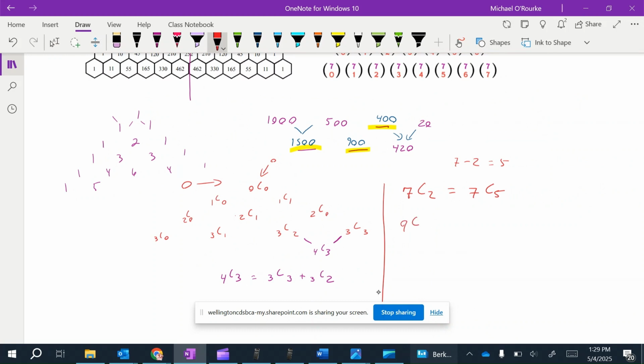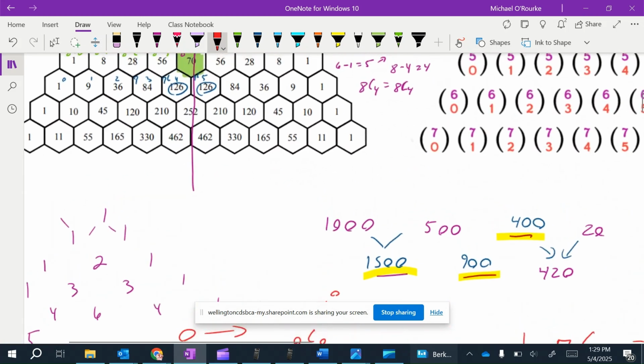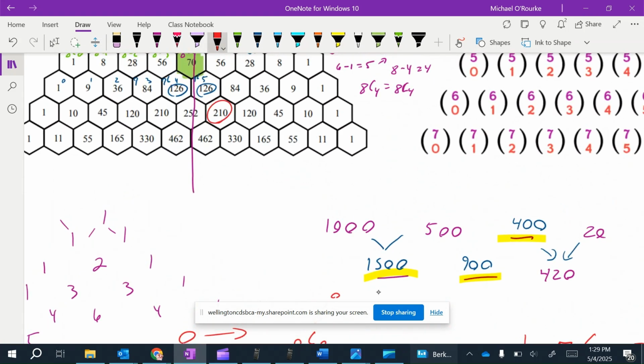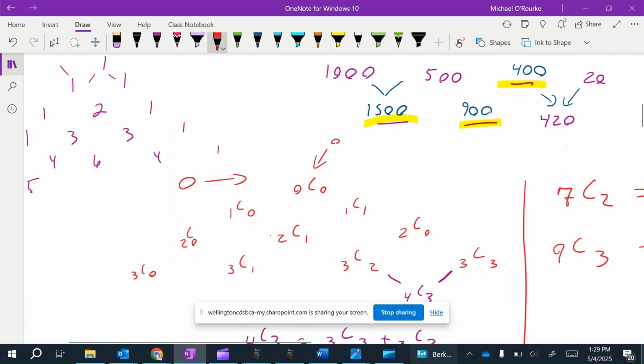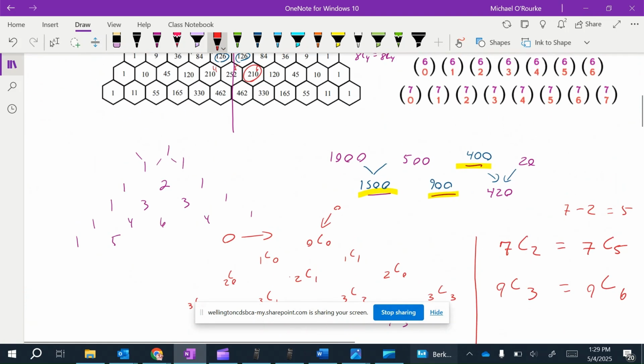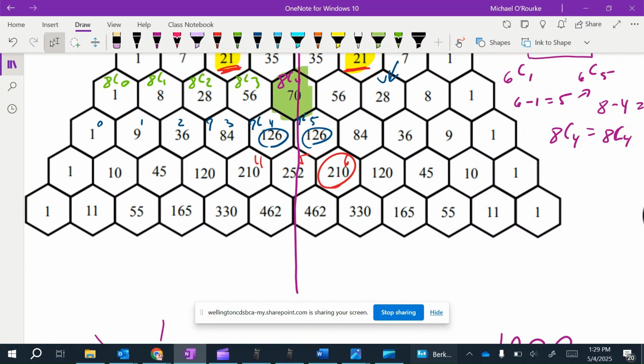Understand like 9C3 equals 9C, 9 minus 3 equals 6. And those two are going to be equal. Where's my 6? Here's my 6. 6, 5, 4. Yeah, 3. Gotta go one more back. That's it. Oh, I'm in the wrong column. That's why. I should be here and here. I was in the 10s down here. Okay, 9C3 equals 9C6.